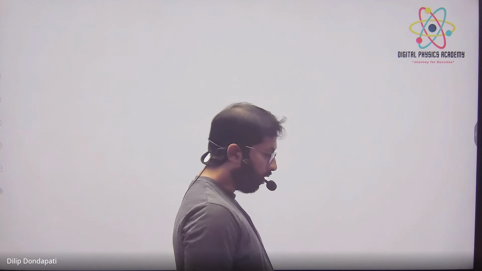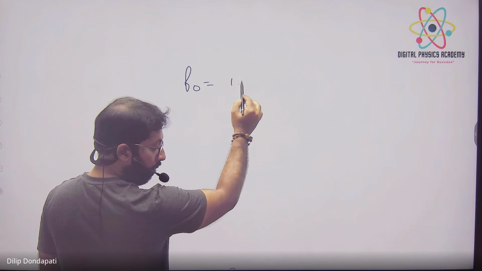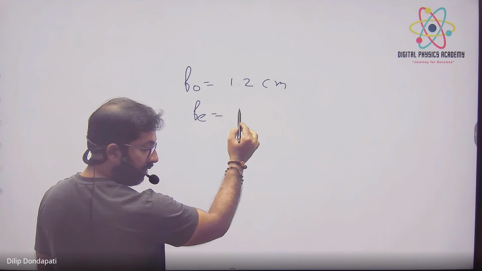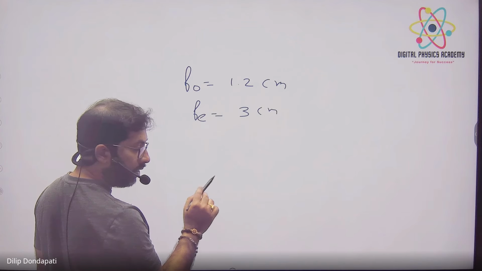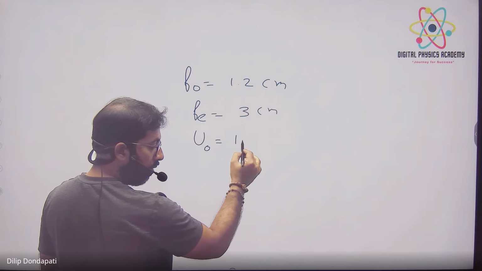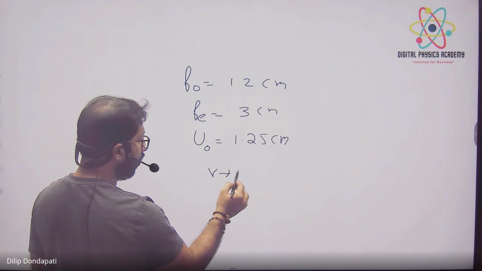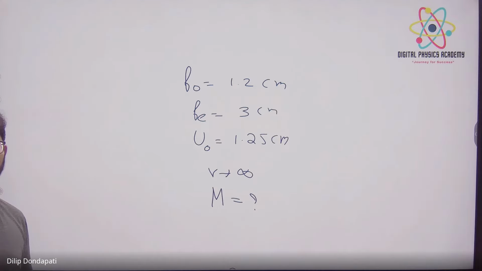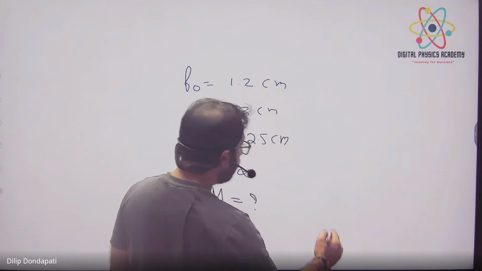A compound microscope has the focal length of the objective lens as 1.2 centimeters. The focal length of the eyepiece is given as 3 centimeters. The object distance in front of the objective lens, that is UO, is given as 1.25 centimeters. And the final image is formed at infinity. He's asking what the magnifying power, the total magnification of the compound microscope, is. I'll give you options.